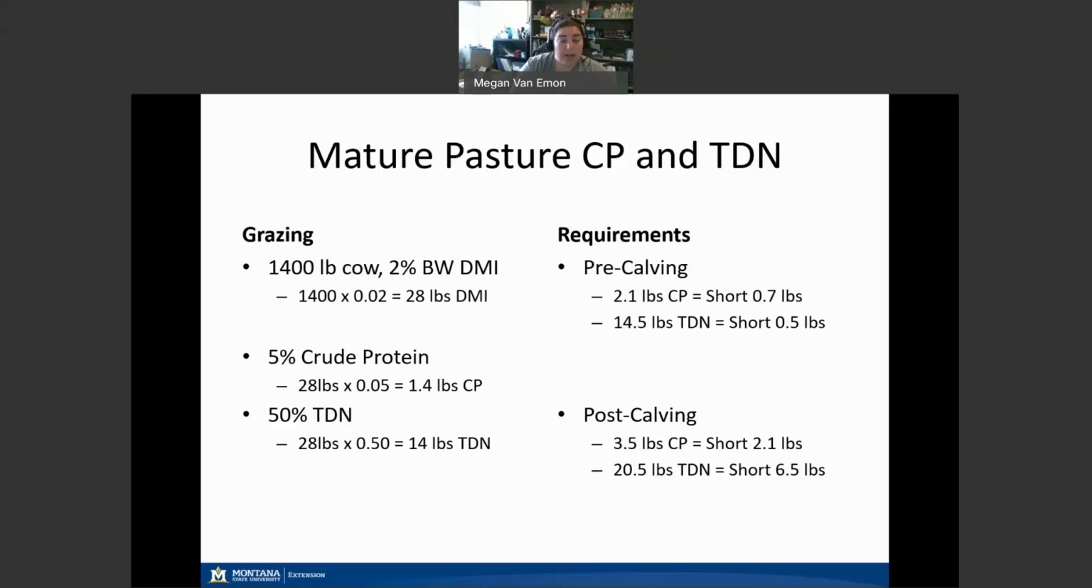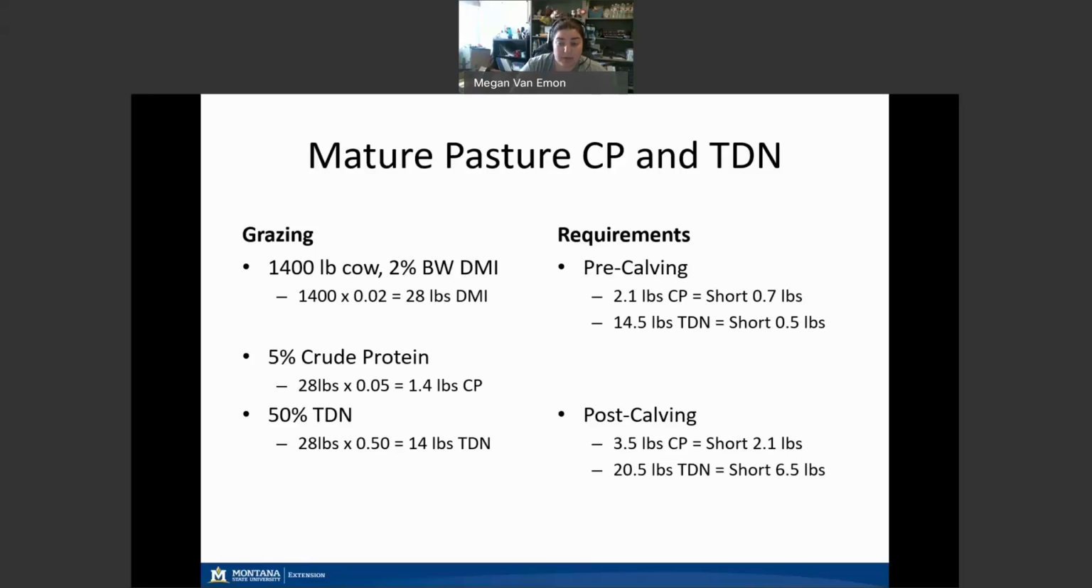So roughly, to give an idea, right about now, especially in that pre-calving time scenario, she should most likely be consuming about 2% of her body weight on a dry matter basis every day. To get how much that would be, you would take your cow body weight, multiply it by the 2% as a decimal, or 0.02, and that gives us 28 pounds of dry matter intake, or DMI, every day.